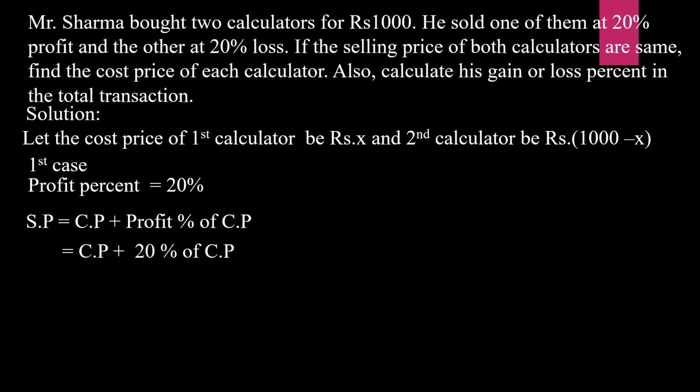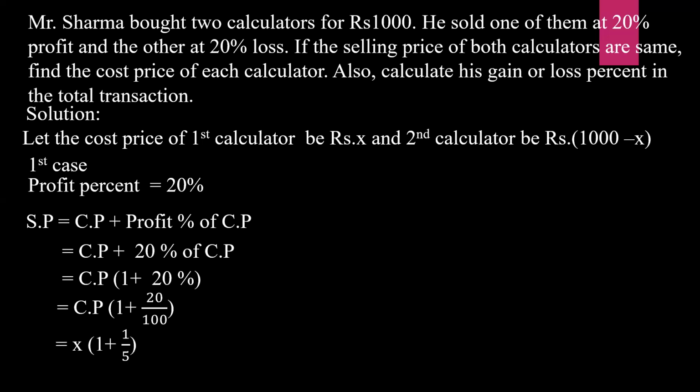So SP is CP plus 20% of CP. Let it be CP for now, and we take the common factor: 1 plus 20%. Then 20 by 100, let's cancel the 0 and 0, and it will be 1 plus 1 by 5. And here we have kept the value of the CP as x also, right? Because you can keep this value in the beginning also, not a problem at all.